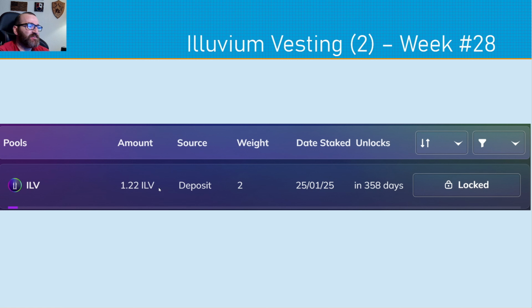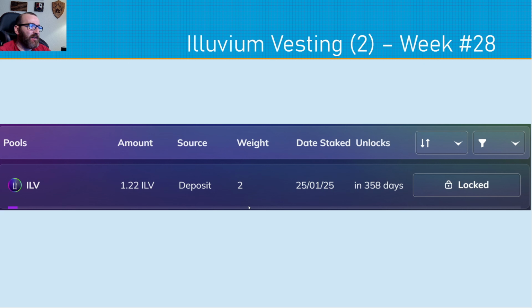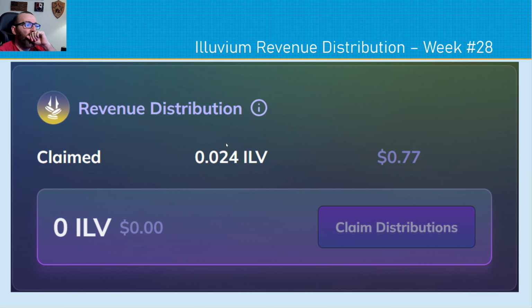But I bought 1.22 ILV worth because it was around $30-ish at the time. Like I said, this is why dollar cost averaging is good, because you look at the previous ones, the same $40 gets you different amounts based on the fluctuation of the price. So I got 0.79 back in August. I got a full one back in September. I got more than a full one in October, but then the price went back up. And then in November, I only got 0.74. December, I only got 0.95. But now we're back up because we're below that $40 price point where I buy at. So I got 1.22. So dollar cost averaging fluctuates.